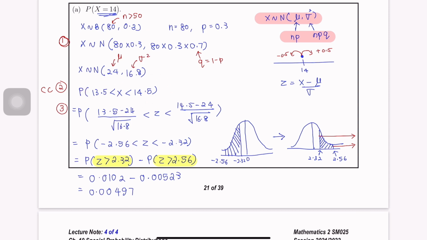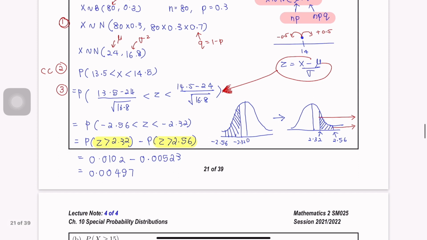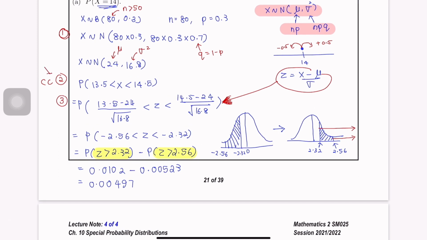Then the third step is to change it to z and solve the normal. So use this formula to standardize it and solve the normal distribution. And then just solve like you solve normal distribution. But then don't forget to do continuity correction.